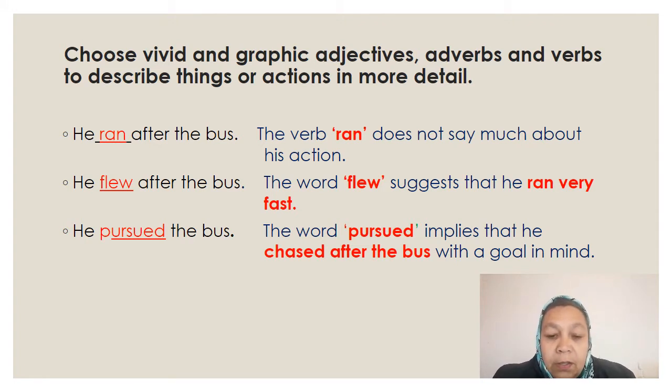If we take the second sentence, he flew after the bus. The word flew suggests that he ran extremely fast. So by choosing the word flew, we get a greater sense of the speed at which he moved. If we take the third sentence, he pursued the bus. The word pursued implies that he chased after the bus because there was a particular reason for it. He had a goal in mind. So as you can see, your choice of words contributes greatly to the message that you wish to convey to your reader.